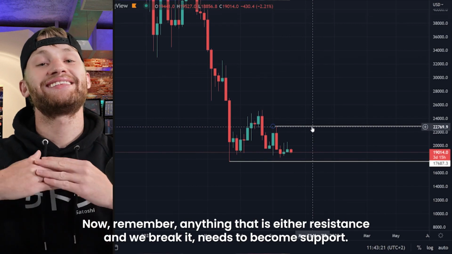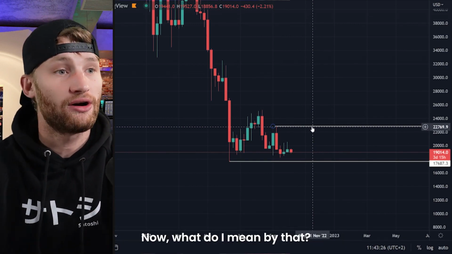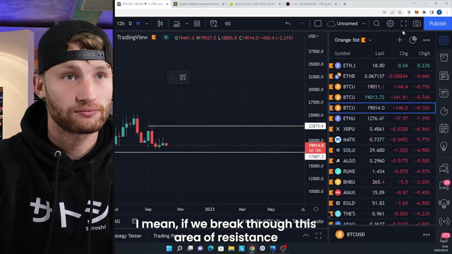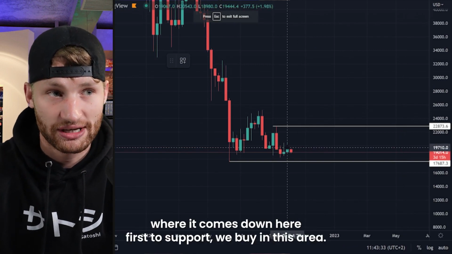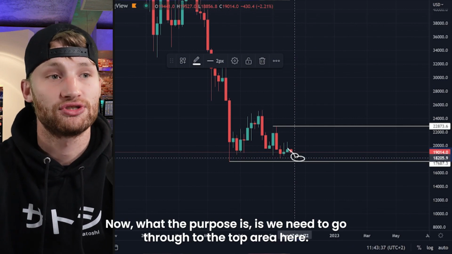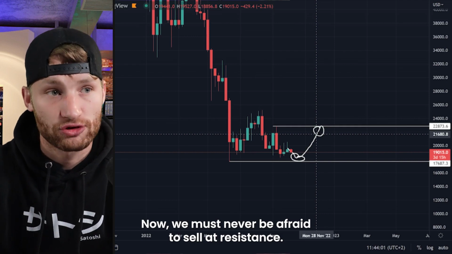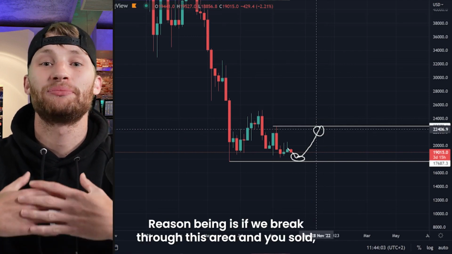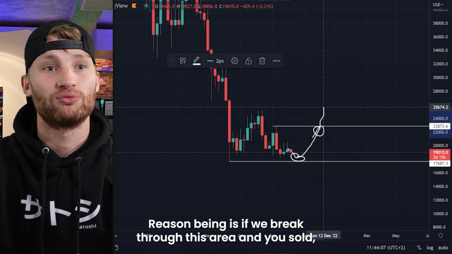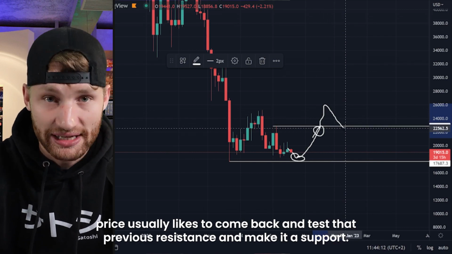Now remember, any resistance that we break needs to become support. What do I mean by that? I mean, if we break through this area of resistance, and it comes down here first to support, we buy in this area. Now, the purpose is we need to go through to the top area here. We must never be afraid to sell at resistance. The reason being is, if we break through this area and you sold, price usually likes to come back and test that previous resistance and make it a support.